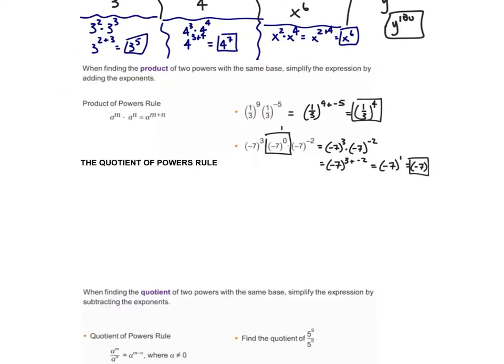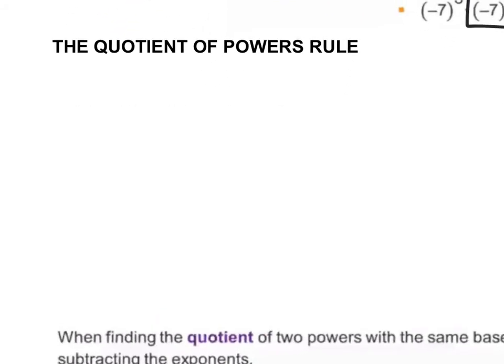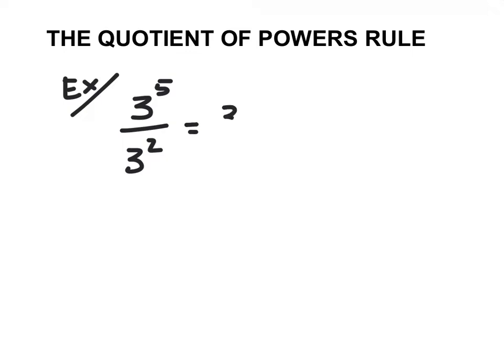Now we're going to talk about the quotient of powers rule. So let's think of an example here, and let's do 3 to the 5th power divided by 3 squared. If we're dividing, let's expand this out, see what we know, and try to figure out a rule. Let's develop the rule. So 3 to the 5th means I'm doing 3 and multiplying it by itself 5 times. So 3 times 3 times 3 times 3.